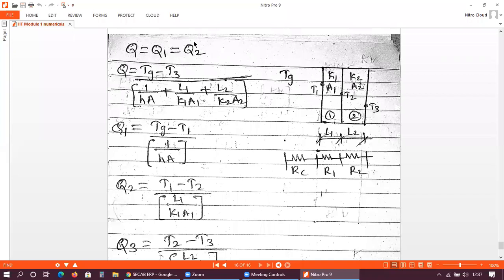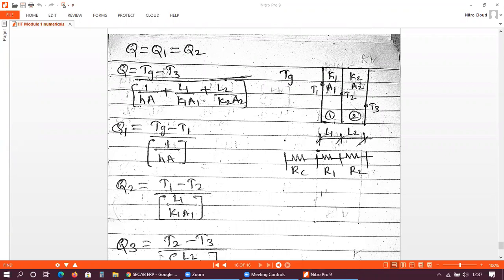Q2 will represent the rate of heat transfer through the first wall, and this is equal to Q3, that is the rate of heat transfer through the second wall. Now observe it carefully. This is the rate of heat transfer through the composite wall, for the entire wall.